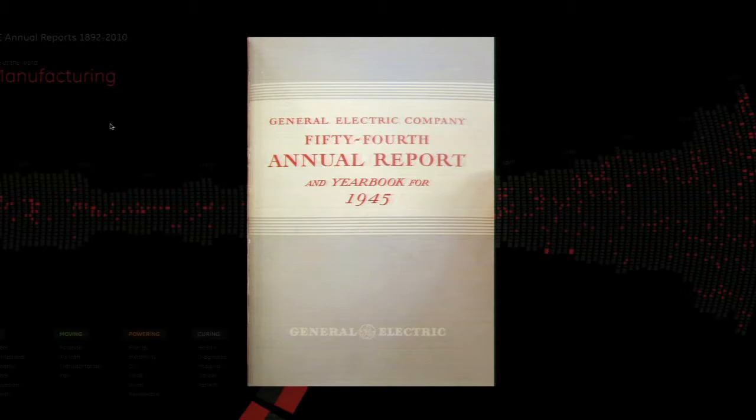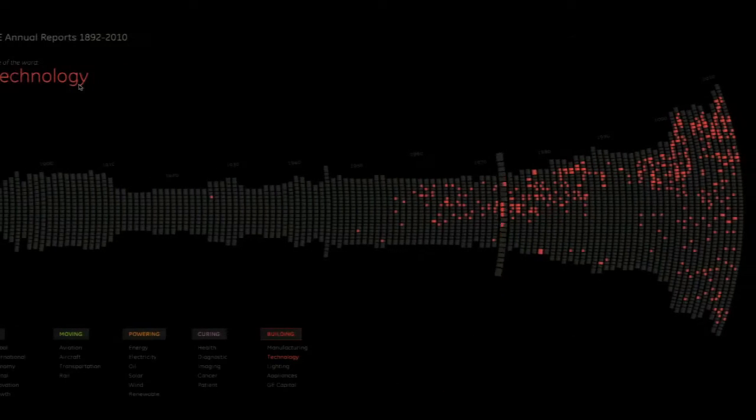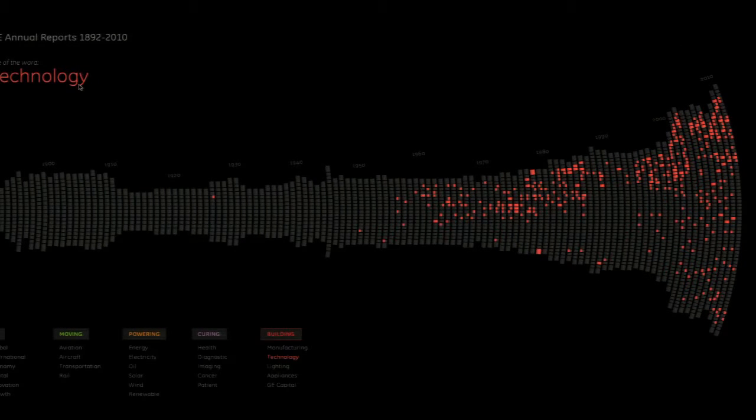And then it's also this incredible reflection of what's happening within the U.S. in particular. Unfortunately, we skipped over one. But back in 1945, there's a paragraph where they're talking about the bomb and working on the war effort. This is a page in the 70s talking about the energy crisis and how that's affecting what's happening within the business.